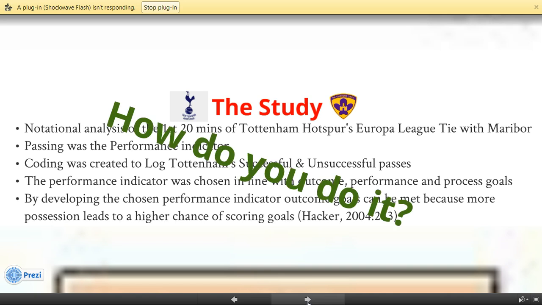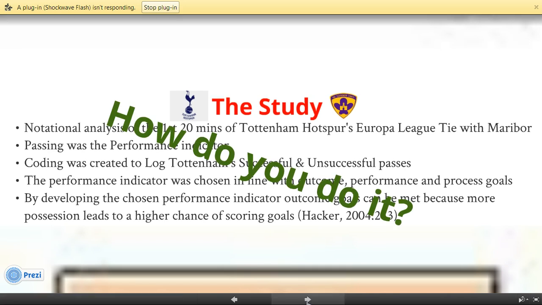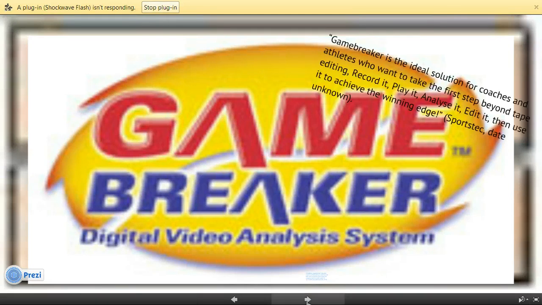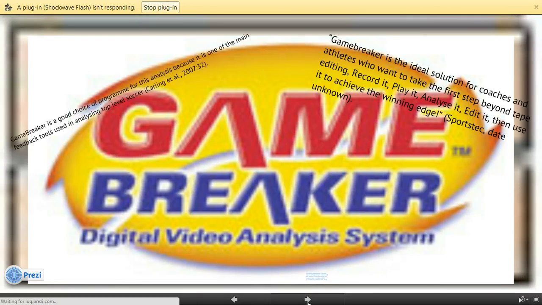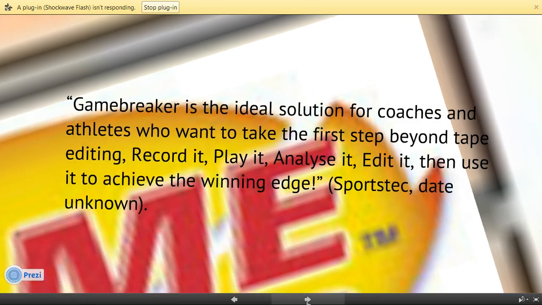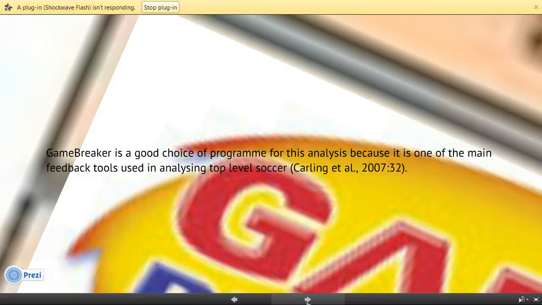So how do we do this notational analysis? Well, in order to undertake this form of notational analysis, we use a computer program called Sports Code Game Breaker. This is used because it is thought to be one of the best, because it enables you to upload a video and create your own coding in order to notate. Carling et al. support the use of Game Breaker by saying Game Breaker is a good choice of program for this analysis because it is one of the main feedback tools used in analysing top-level soccer.